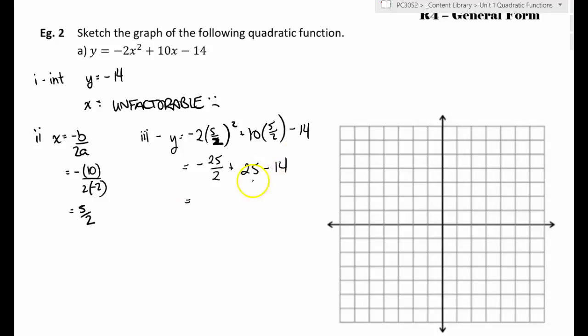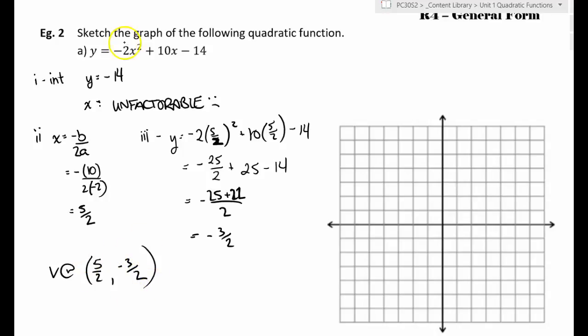And I'm going to say, okay, well, these are whole numbers. They can combine. That would give me 11. Okay, but I'm looking at over 2, so I've got 25 plus 11, or 22 over 2, which will leave me with -3/2. So those are my coordinates. Vertex is at 5/2 and -3/2.